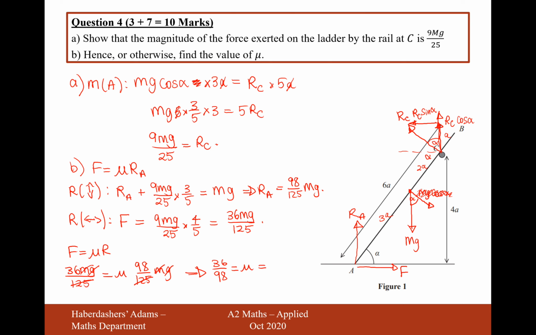And let's just simplify it for a final answer. 36 divided by 98 is 18 over 49. Lovely, so there we are. That's the answer for part B, and that's the final answer for question 4, worth a total of 10 marks there, mu being 18 over 49. Let's now move on to the final question of the paper, the fifth mechanics question.